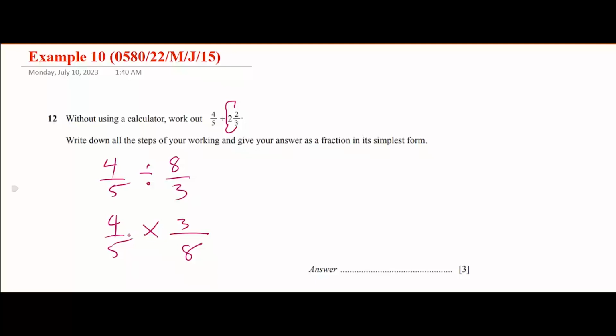If you check the diagonals, 4 goes in 4 once, 4 goes in 8 2 times. So that means we have 1 times 3 over 5 times 2, that will be 3 over 10. So the final answer is 3 out of 10. So this is the end of this video.